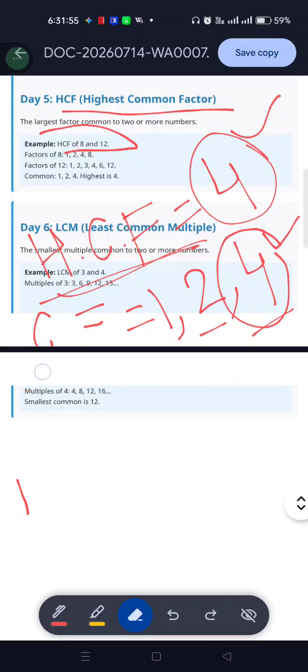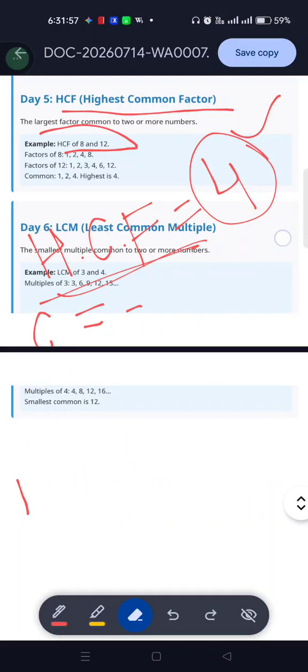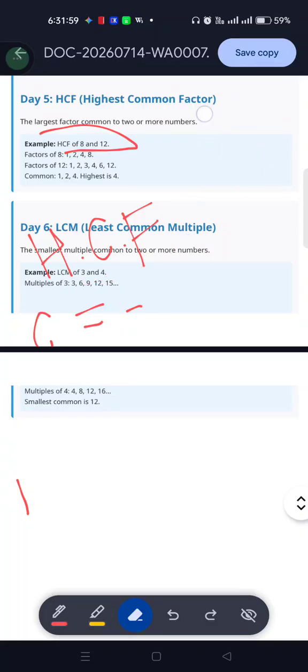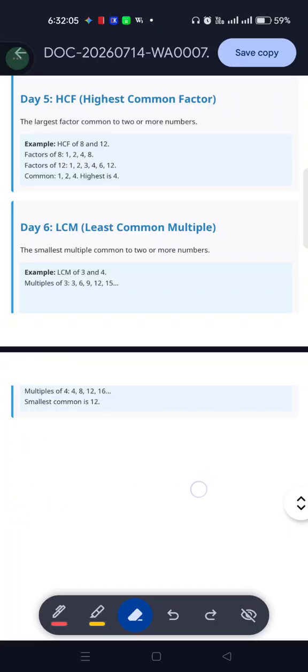Here in HCF you will first find out the factors of the given two numbers, and after that you will write the common factors and see what is the highest of the common factors. That will be your highest common factor. Now the last topic of this chapter is least common multiple, which is LCM.